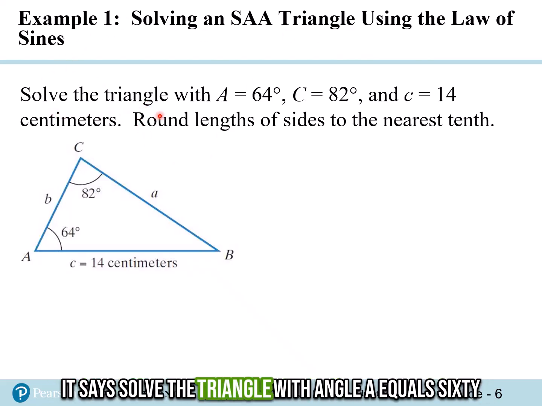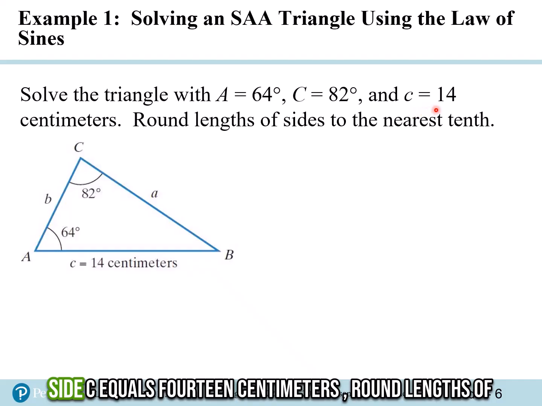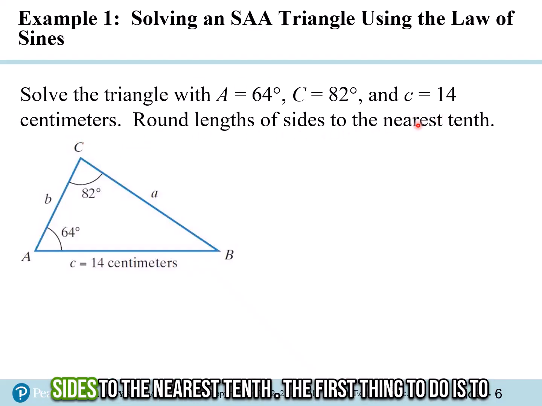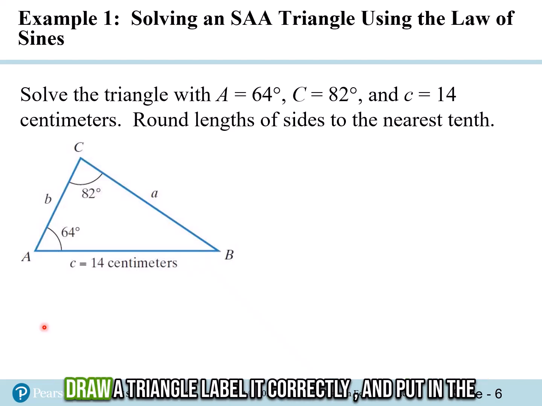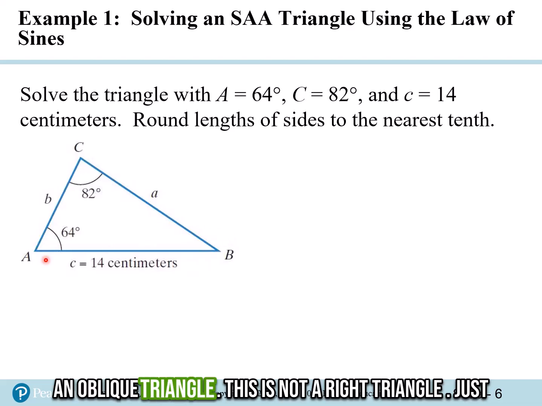It says solve the triangle with angle A equals 64 degrees, angle C equals 82 degrees, and side C equals 14 centimeters, round lengths of sides to the nearest tenth. The first thing to do is to draw a triangle, label it correctly, and put in the values that have been provided to us. So here we have an oblique triangle. This is not a right triangle.